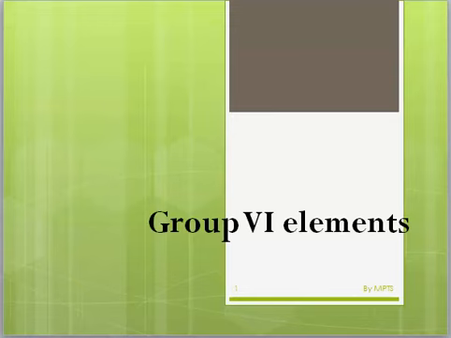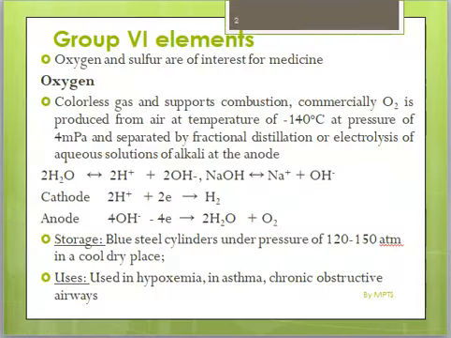So now I'll be talking about group 6 elements. Of the group 6 elements, of course we have oxygen and sulfur, which have medicinal importance. Of course we know sulfur is used in ointments in the pharmacy, and oxygen we use in patients, through an oxygen mask.